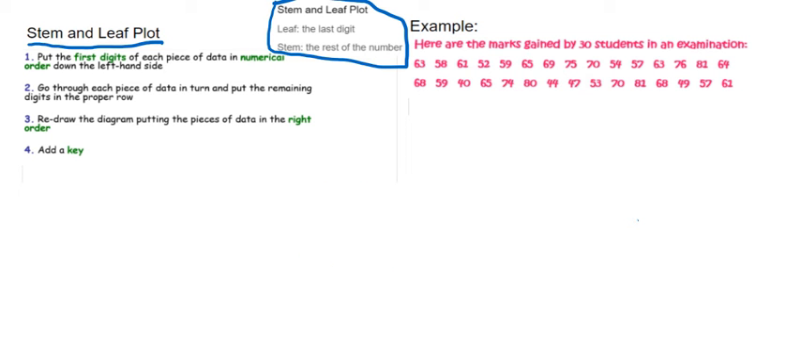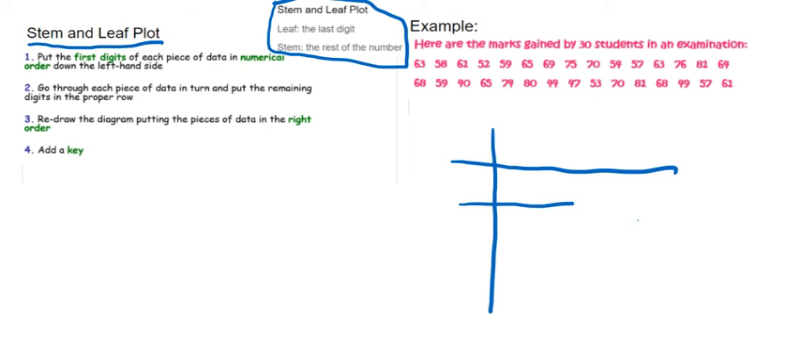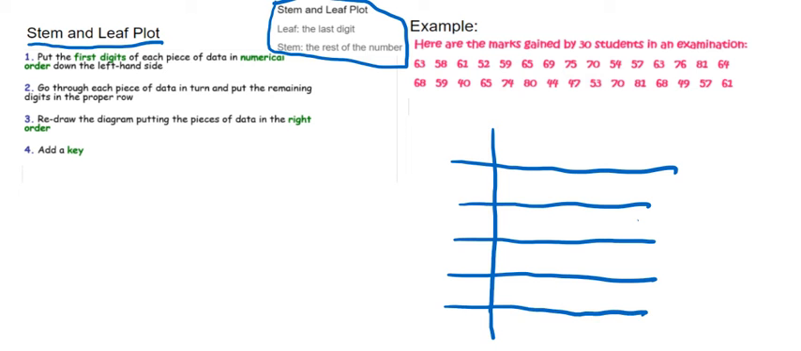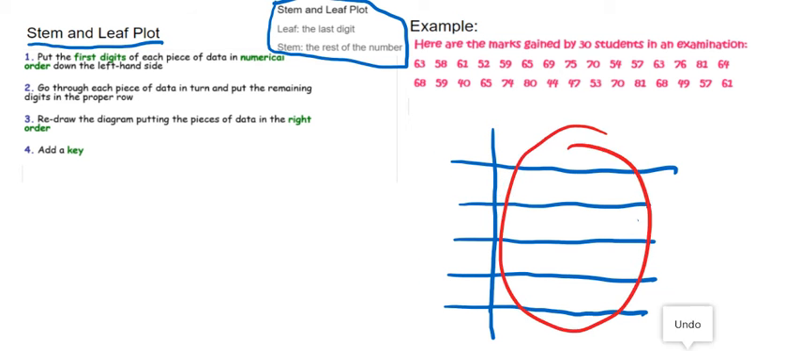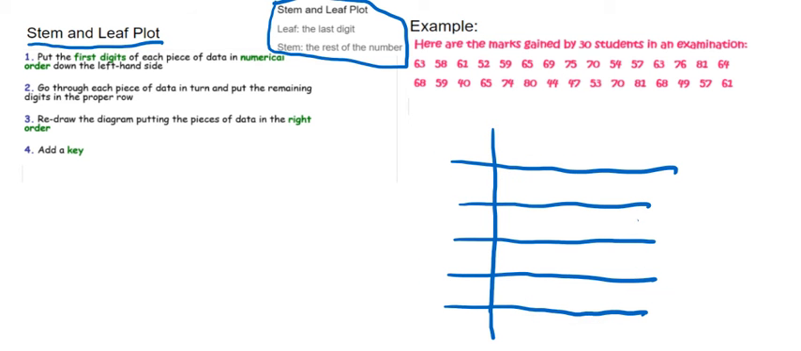So a stem and leaf plot looks something like this. You might need more rows, depending on what the data looks like. But basically, we're going to put our stems down on the left hand side here, and we're going to put all of our leaves in here like this. So it'll make more sense once we're going through it.